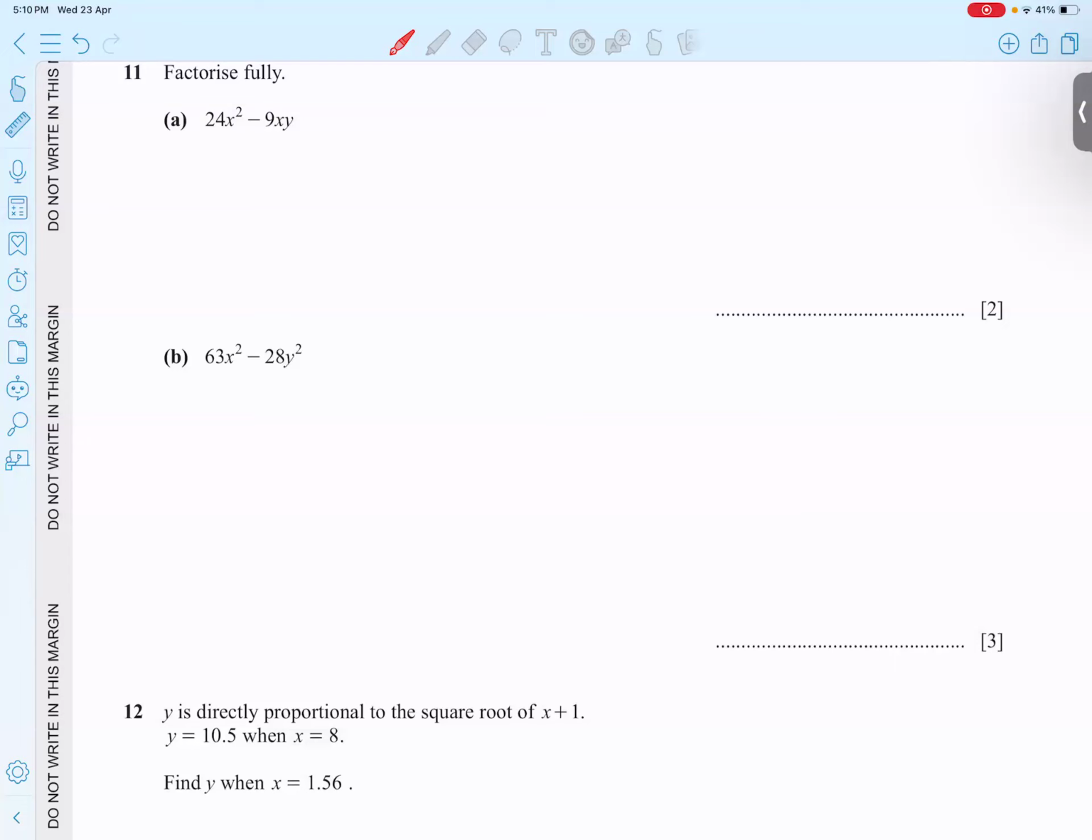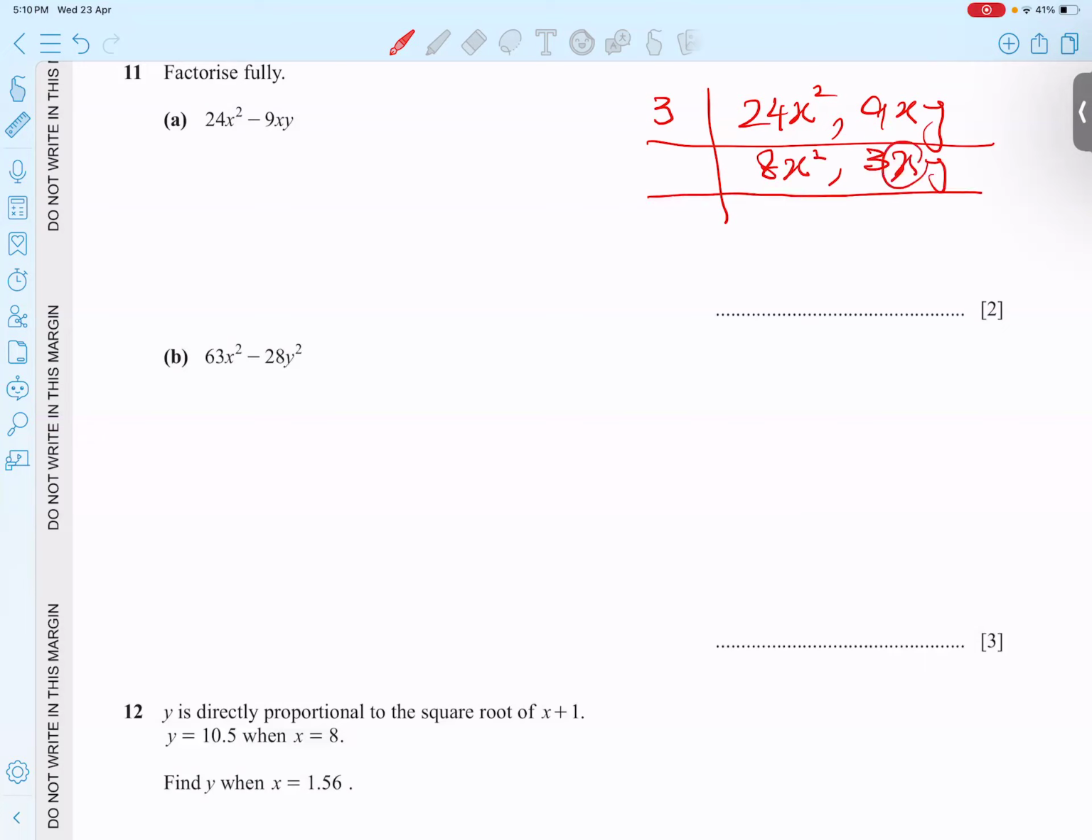Question number 11, factorize. These kinds of questions are very, very important for the British Council exam. If you are confused, this is the best way of doing it. What is divisible, what do 9 and 24 have in common? 3. 3 eights are 24, x square copy. 3 threes are 9, x and y copy. Now there's a single x and here x square. I can take a single x common. I got 8x and 3y. That's it.